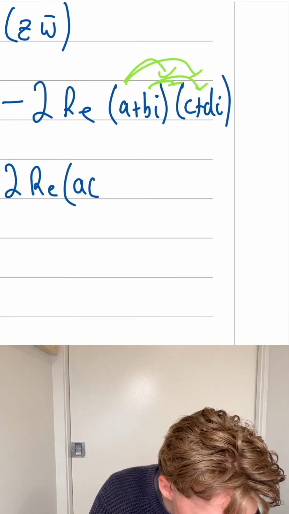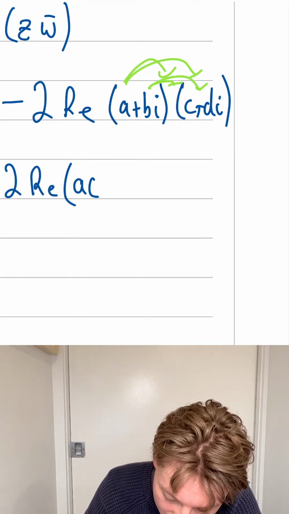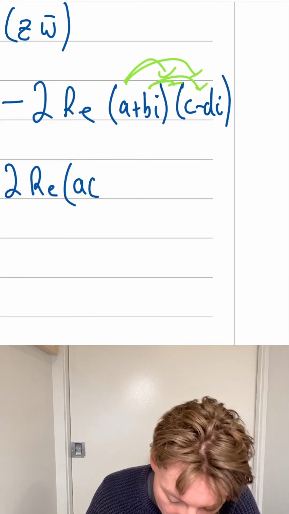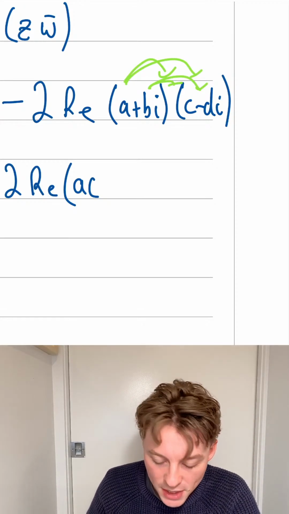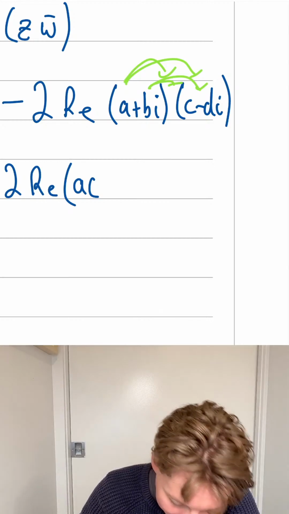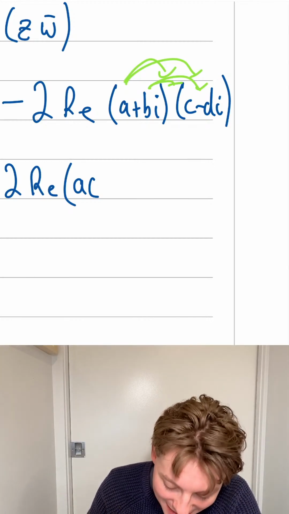Don't you need to do the conjugate? Oh, you know what? That's so true. I need to make this minus D. Thank you. That is minus DI. Yes, that should be minus DI. So if I expand, I get A times C. Then I get A times negative DI.